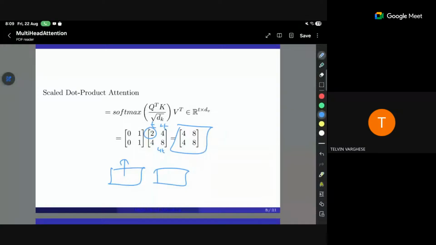Sir, these formulas will not be provided, right? It will be provided. Okay, everything.